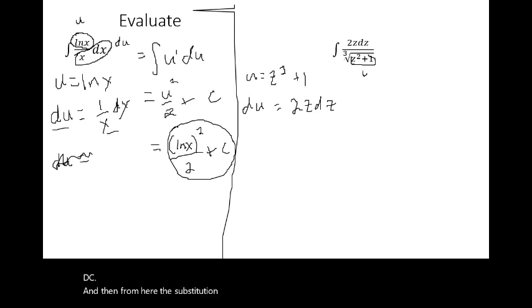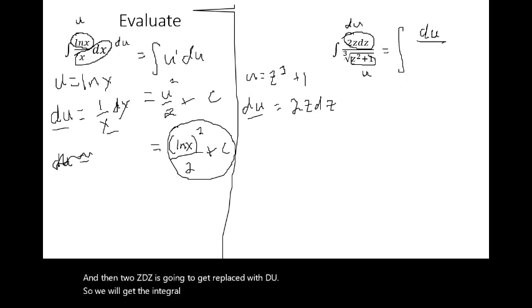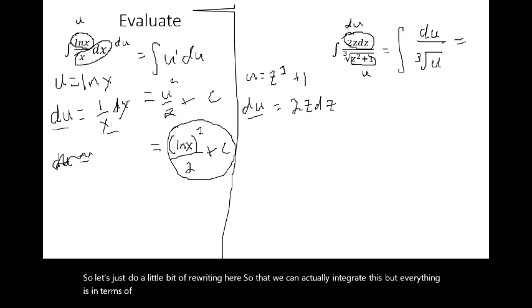So z squared plus 1 got replaced with u. We're going to actually integrate that cube root, so we're going to leave it alone. And then 2z dz is going to get replaced with du. So we will get the integral of du over the cube root of u. Let's just do a little bit of rewriting here so that we can actually integrate this, but everything is in terms of the same variable, so we're just about ready to integrate.